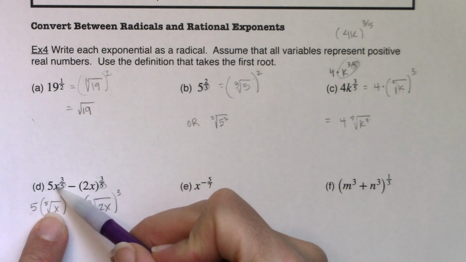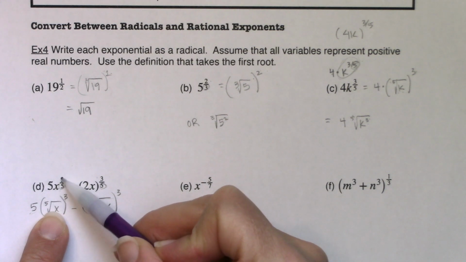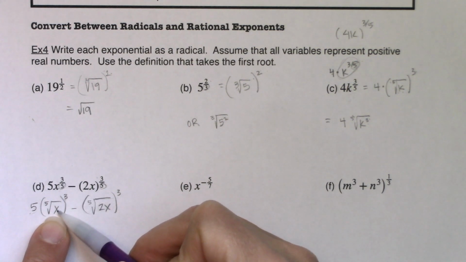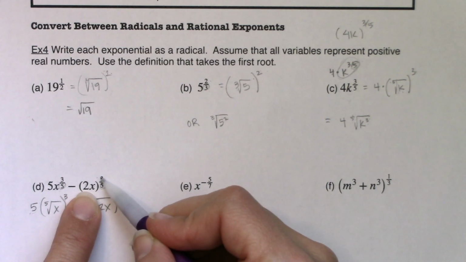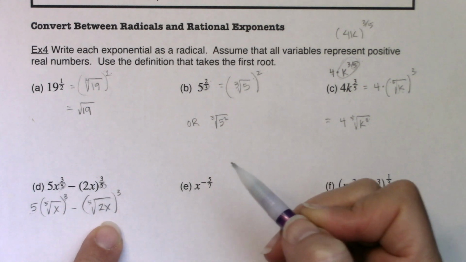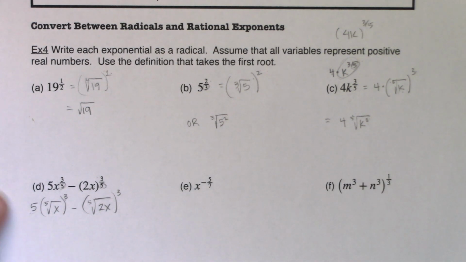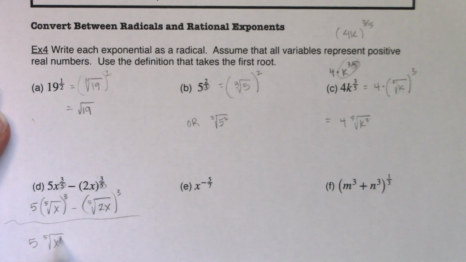So again, taking note that just the x had the exponent of 3/5, that's why it became the radicand. Here the 2x collectively, because of that parentheses, was being raised to the 3/5 power, that's why the 2x is in the radicand. And if you wanted to write it the other way, just to show you an equivalent way, this could be 5 times the 5th root of x cubed minus the 5th root of 2x cubed, right? So that's a different way to write it, where you do the power first and then take the root. I tend to take the root first and then do the power.